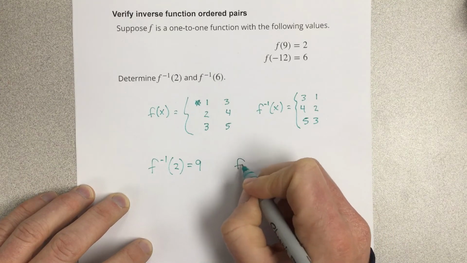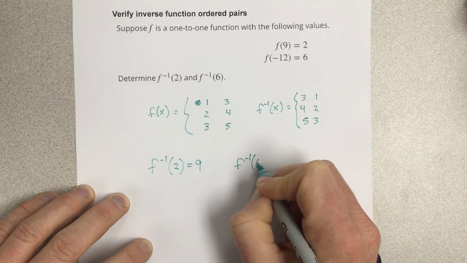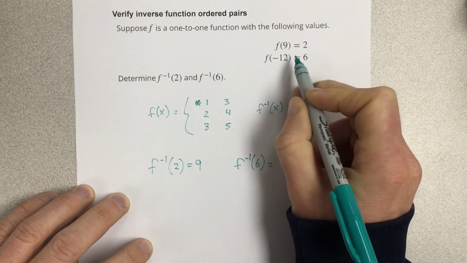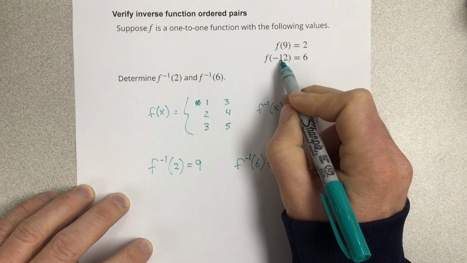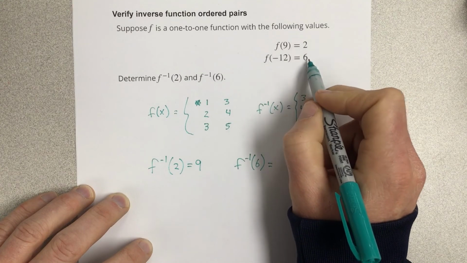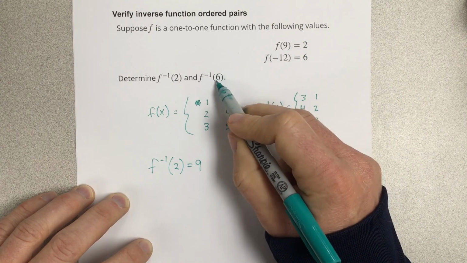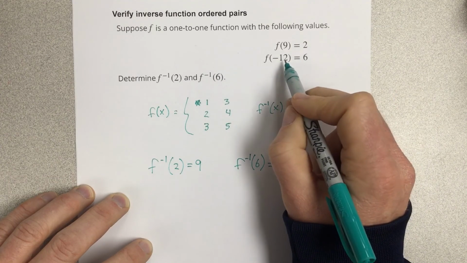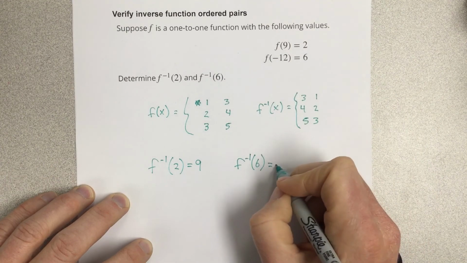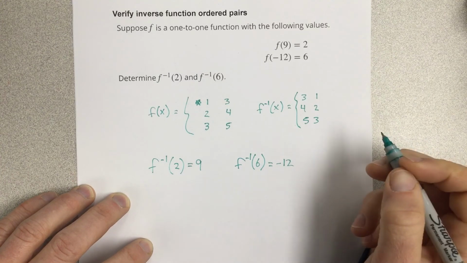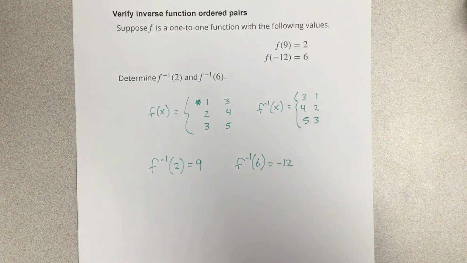And then f inverse of 6, you got an input of negative 12 into the original function, which gives you an output of 6. So the inverse of 6 is going to give you an output of negative 12. Because they're going to undo those operations. You're going to go back to the original input. So, domain and range flop with inverse functions.